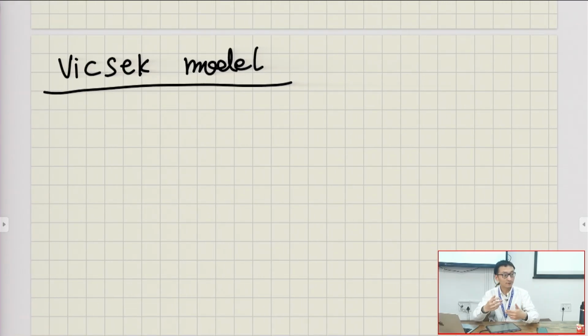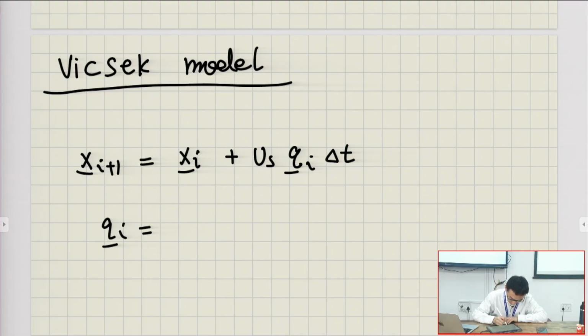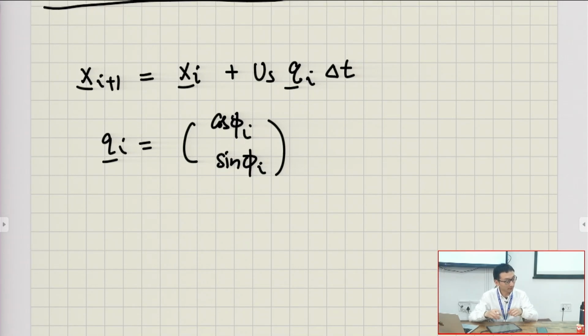Essentially, particles follow active Brownian motion, but we've turned off the translational Brownian motion, and their angles are trying to align with the neighbors. So if we discretize our position vector, what we have is the speed times q_i times delta t. That's all there is for each particle. Then q_i is cosine phi_i, sine phi_i, right? So you have this equation for every particle.